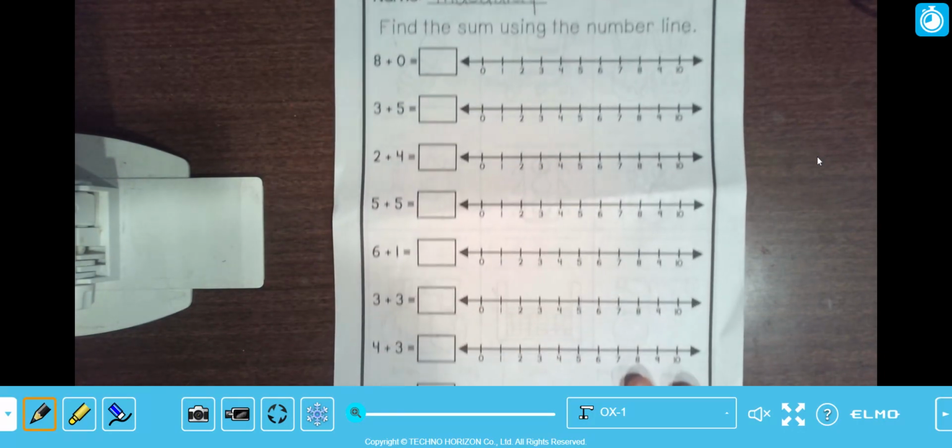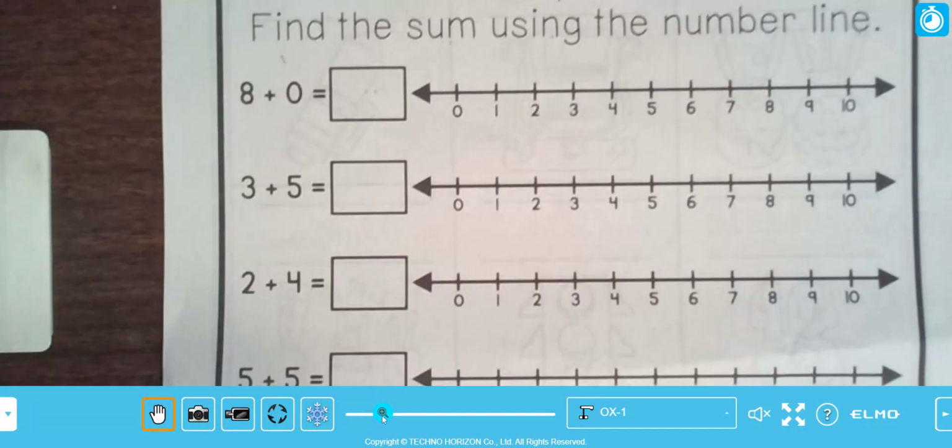And so our standard, I wrote it at the bottom. It's 1 for first grade, OA for operations and algebraic thinking, C5, add and subtract within 20, demonstrating fluency. So that means we're going to add and subtract quickly and correctly, and we're going to use a number line to help us do it quickly and correctly. So here we go. Number 1.